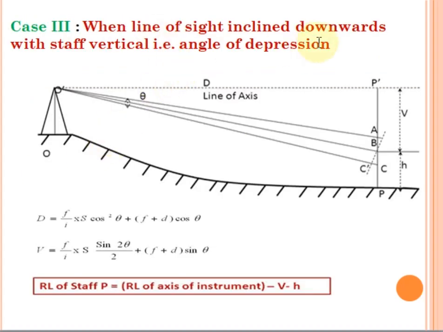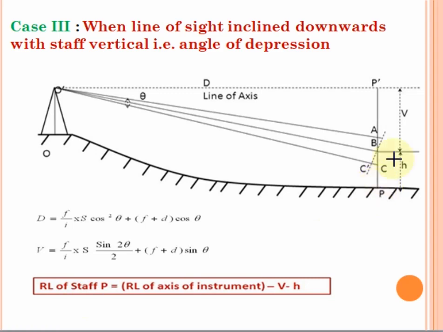So it's the same: the line of sight is inclined, staff kept vertical, only the angle of depression. In the case of a valley, the angle of depression is when your instrument station is at a higher level and the staff is below your instrument station. For the angle of elevation, in the case of a hill station, you have to bisect your object. In the case of the valley, the leveling staff is below from your instrument station. So here also, we can find out the RL of the point P.